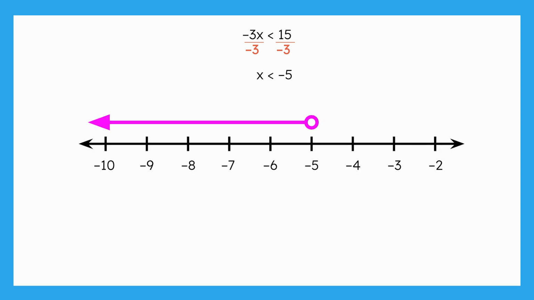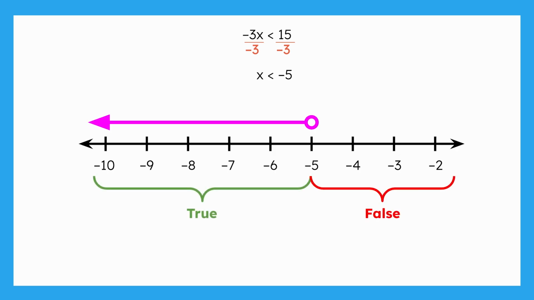If I put this on a number line, all of these values should make this inequality true, and all of these values over here should make this false. Let's try it out. Choose a value that is less than negative 5. I'll use negative 6. Negative 3 times negative 6 is positive 18. Uh-oh. Is 18 less than 15?